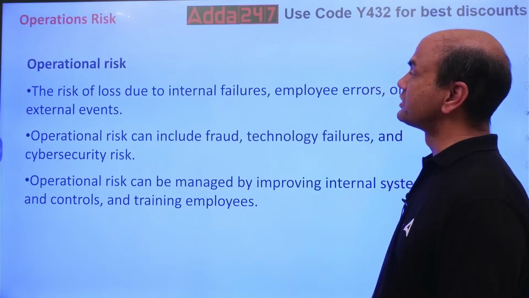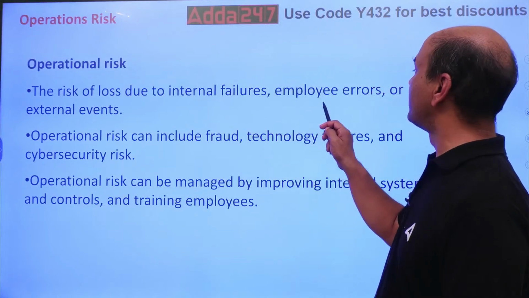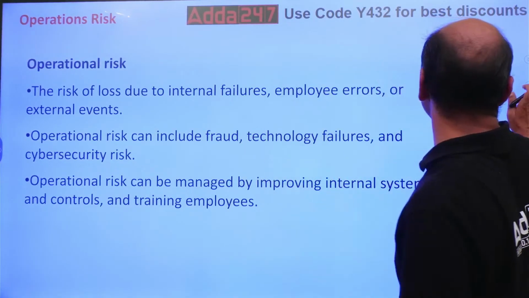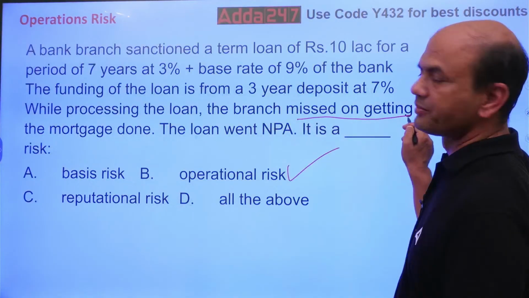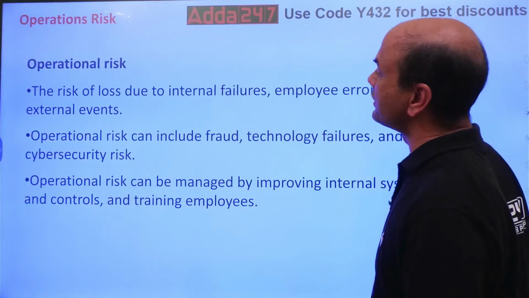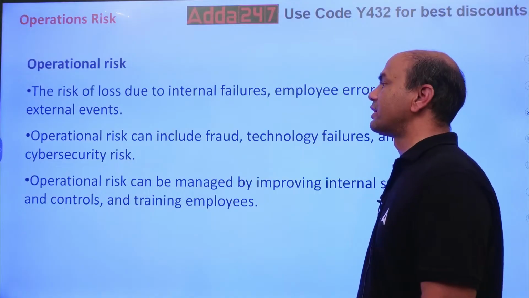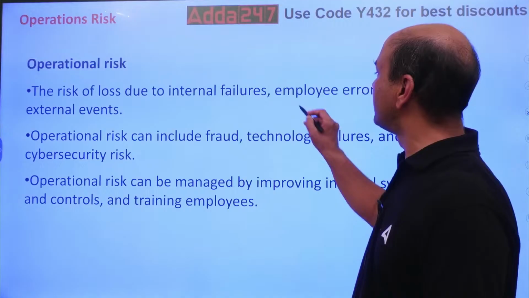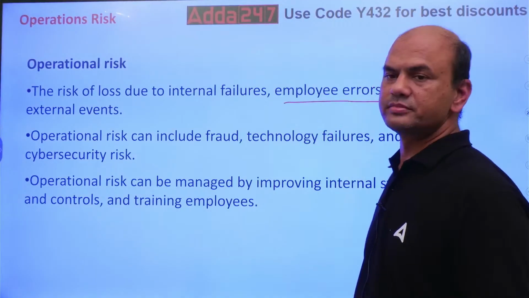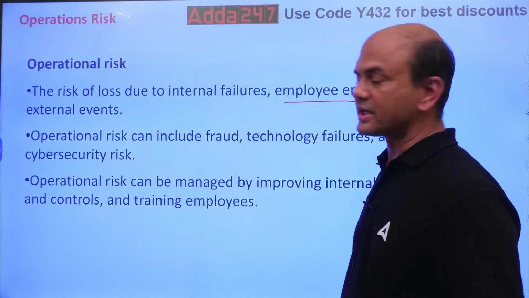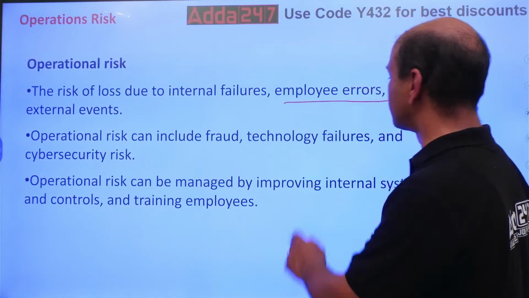The risk of loss due to internal failures, employee errors or external events. This is related to this earlier question. See this, missed out. That's why I have taken this over here. The risk of loss due to internal failures, employee errors or external events. Means employee errors. This is an employee error. Then operational risk can include fraud, technology failure.